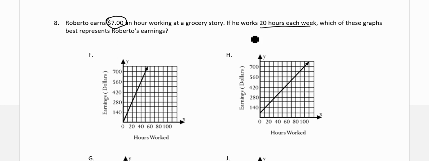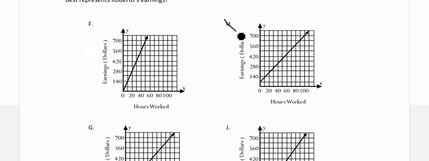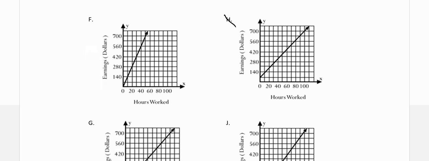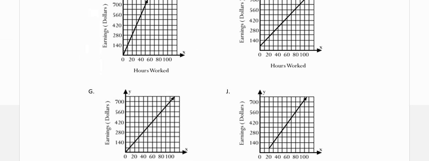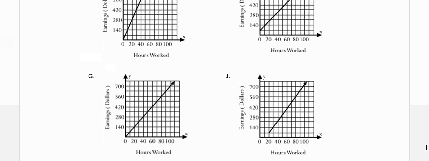So thinking about how much he would earn for 20 hours of work. Well, for 0 hours of work, he's going to earn $0. So immediately I'm going to get rid of H because he's not going to earn anything for 0 hours of work. This one doesn't make sense really either because it doesn't continue on and he's not going to earn a negative amount. So if I looked and saw it continue, it would actually go down and he's not going to earn a negative amount.